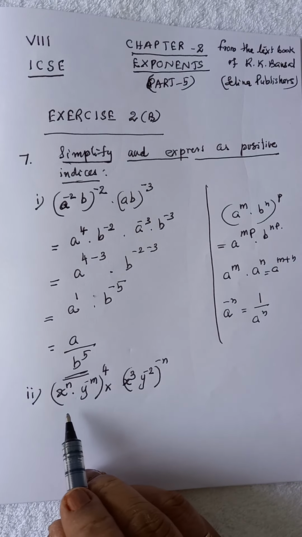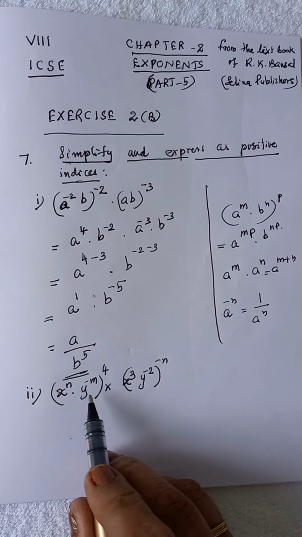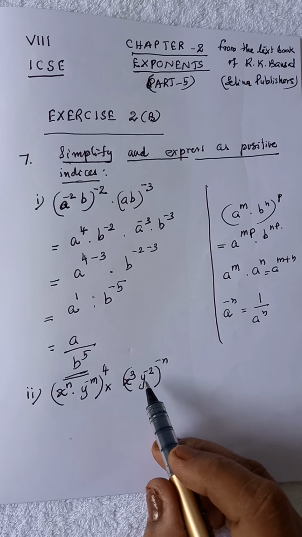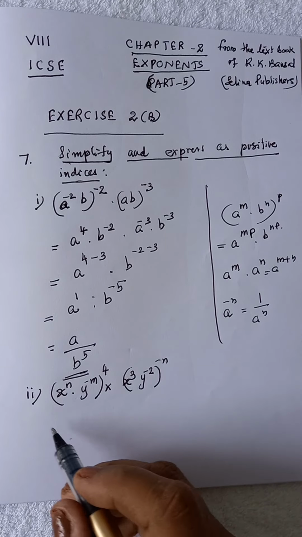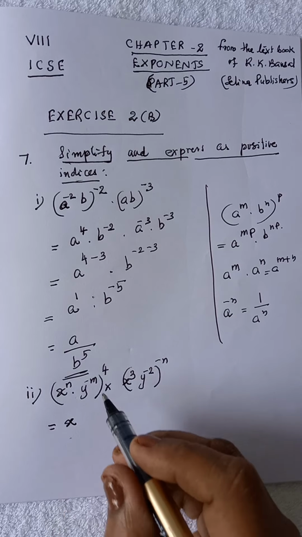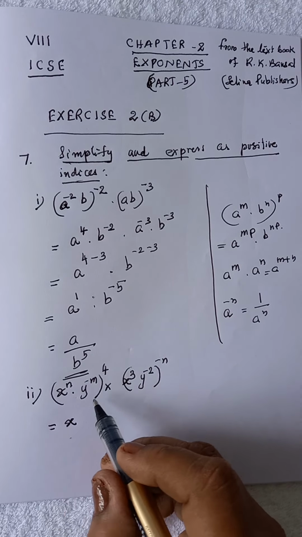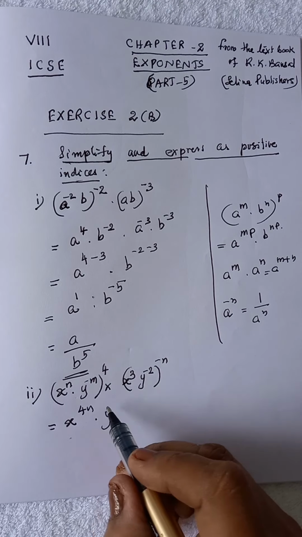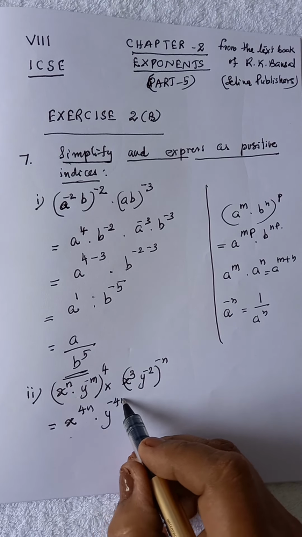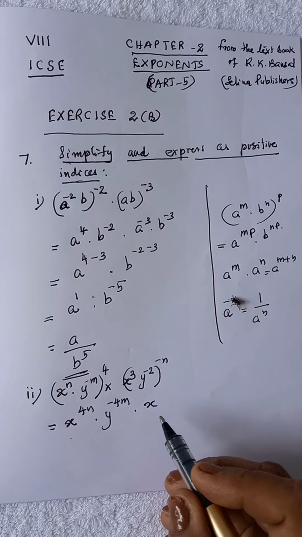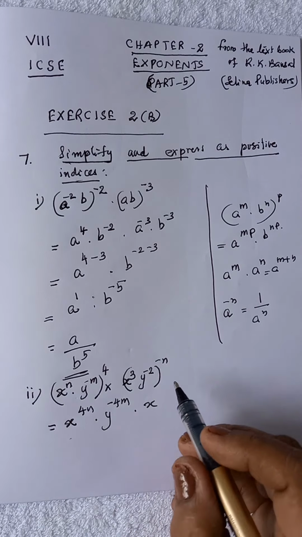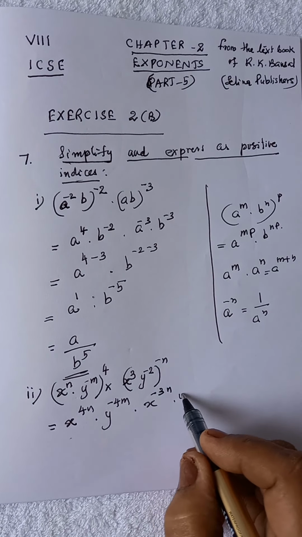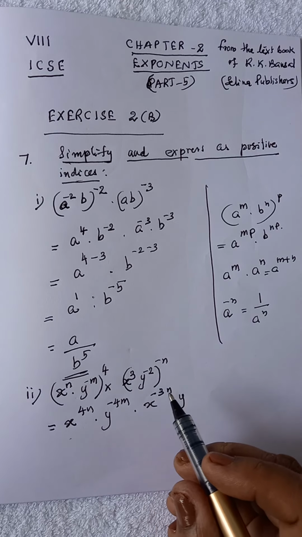Now the second sub question is (x raised to n into y raised to minus m) whole raised to 4 into (x raised to 3 into y raised to minus 2) whole raised to minus n. So this can be written as x raised to n into 4, that is 4n, into y raised to 4 into minus m, that is minus 4m, into x raised to 3 into minus n, that is minus 3n, into y raised to minus 2 into minus n.